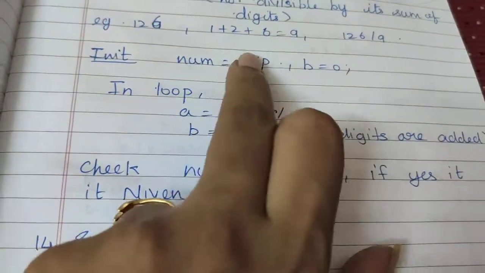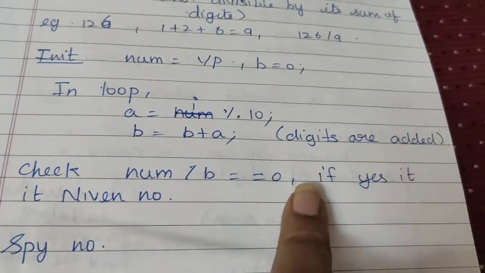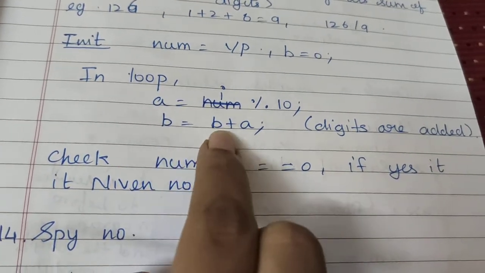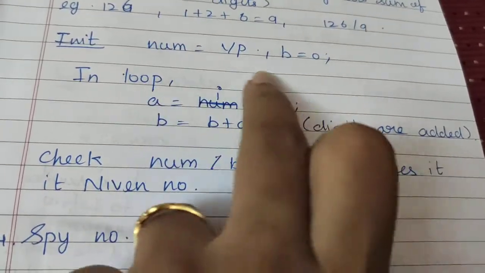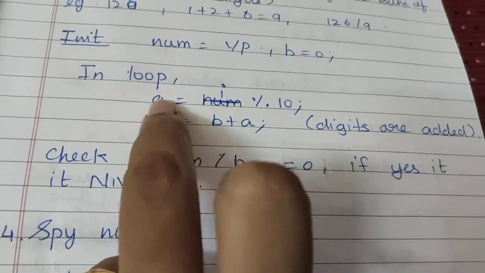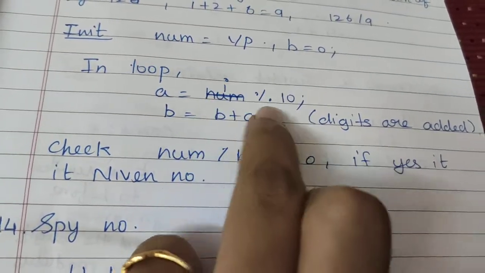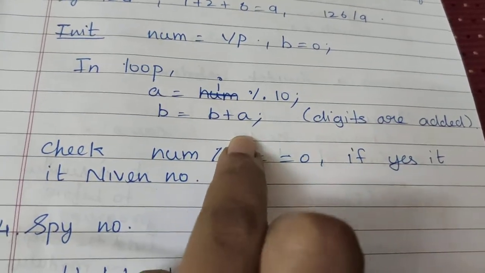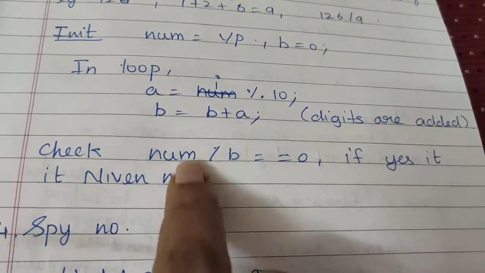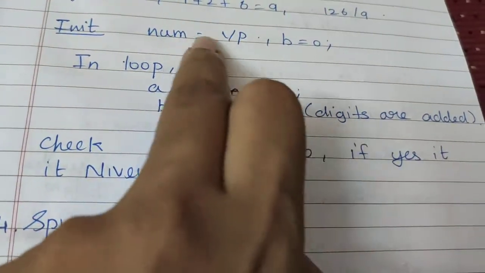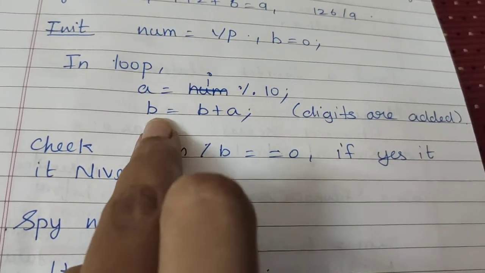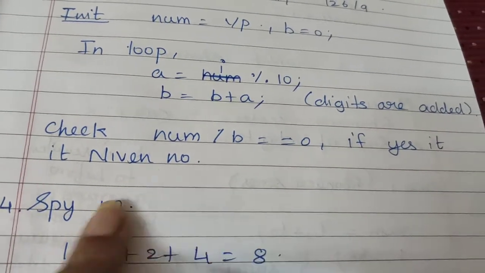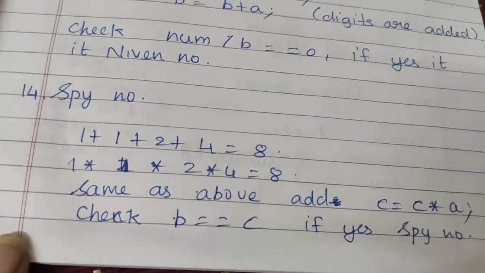So what we are going to do is get the digits, and each digit is added like this: b is equal to b plus a, because through this you get the digit. Whenever you do i mod 10, you get the single digit, and you add these digits. Next you check if the given input number is divisible by this sum of digits. If the remainder is 0, it is an even number, otherwise it is not an even number.